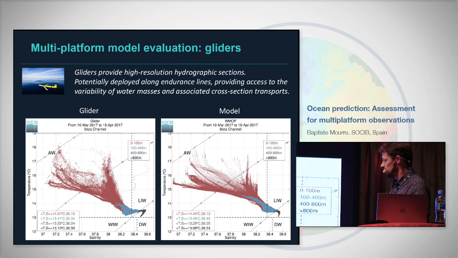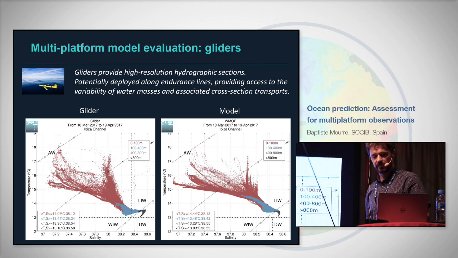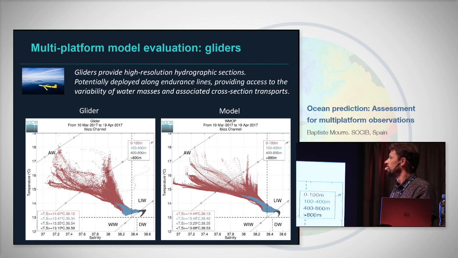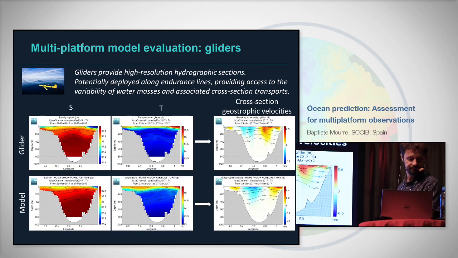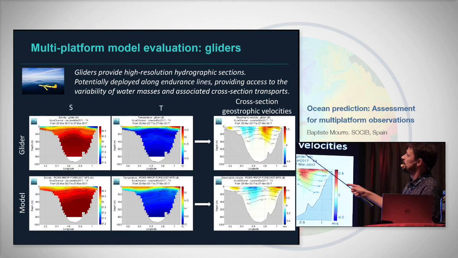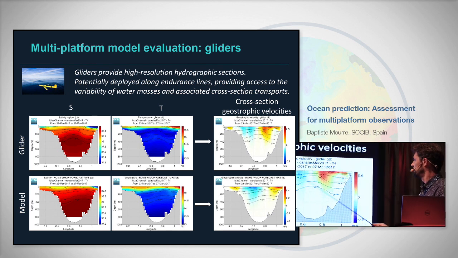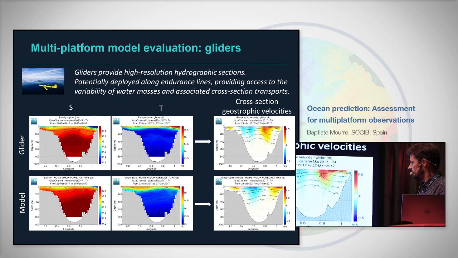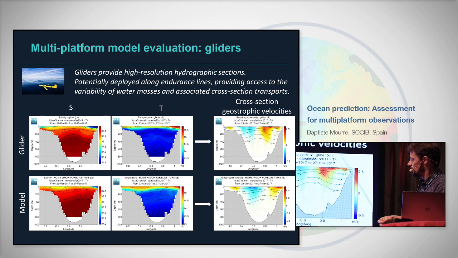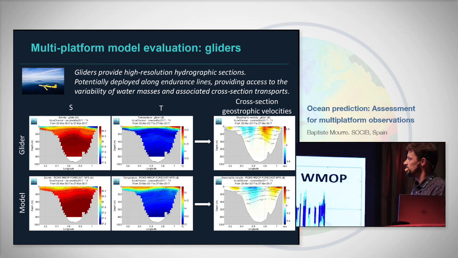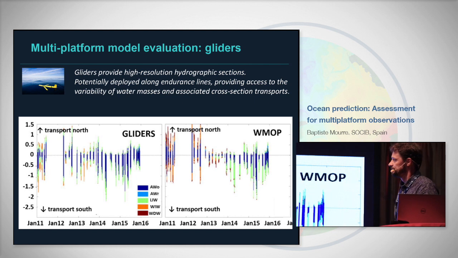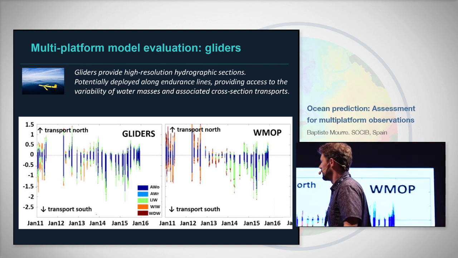And so this allows you to give feedback to the large-scale model, because all this information is constrained by the information given by the large-scale model. What I want to say here is that from this section you can compute the geostrophic velocities, then compute transports, and separate these transports per water mass. So this is what I show you here.